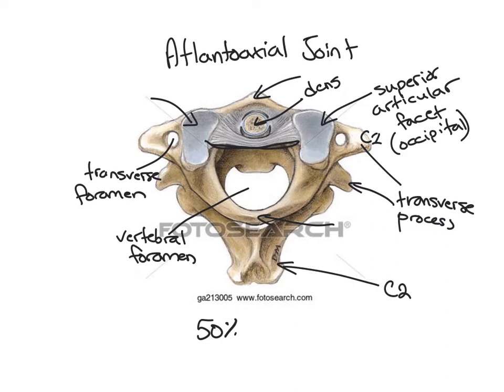The joint that exists between our superior articular facet or our occipital facet and our occiput is called our Atlanto-Occipital Joint. And that's our only connection between our spine and our skull.